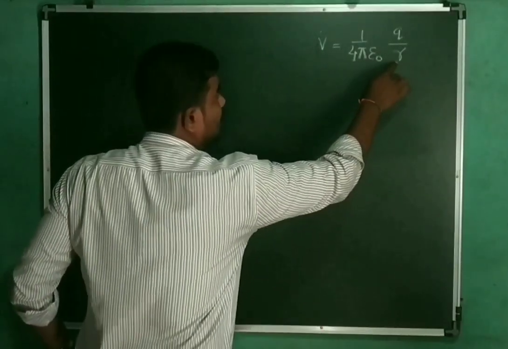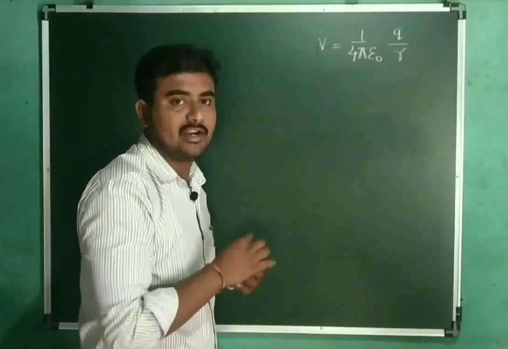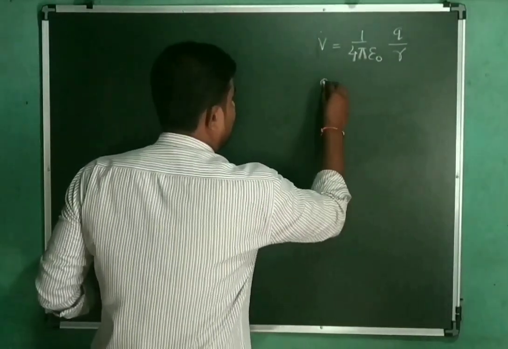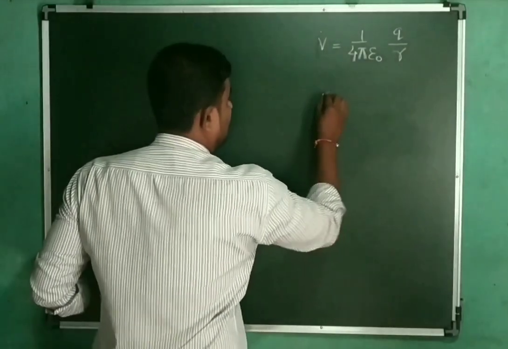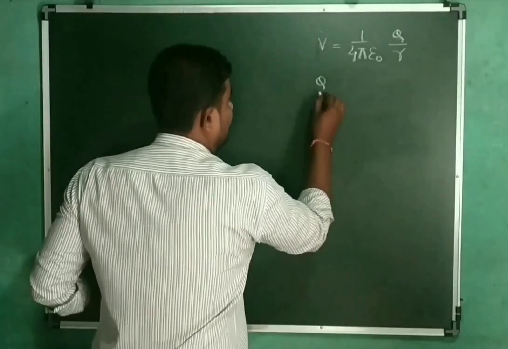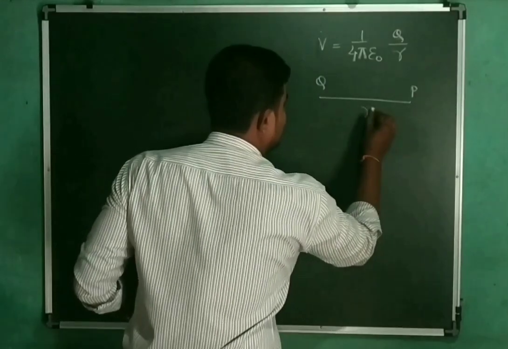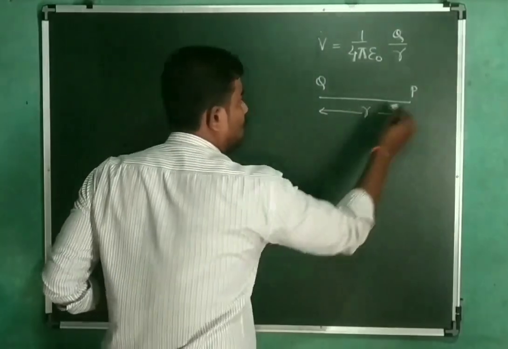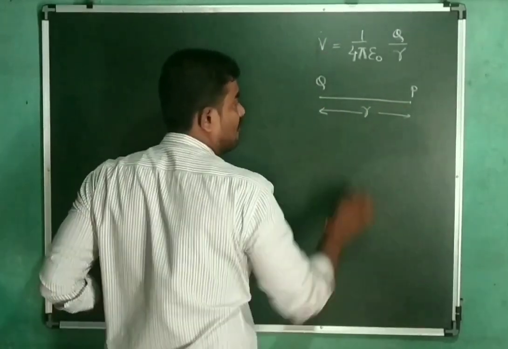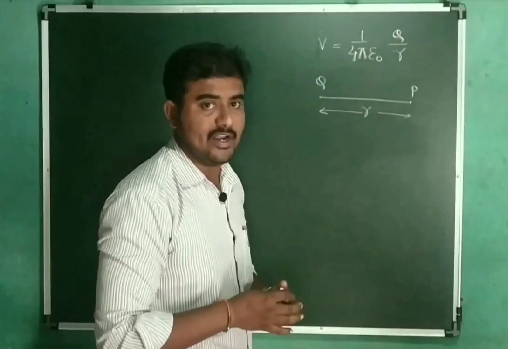Here R indicates the distance between the source charge and the point where we are supposed to calculate electric potential. Suppose this is a source charge, in this case it is Q, and there is a particular point P at a distance R from the source charge. If you want to calculate electric potential at point P at a distance of R, then the formula is V is equal to 1 divided by 4 pi epsilon naught Q divided by R.